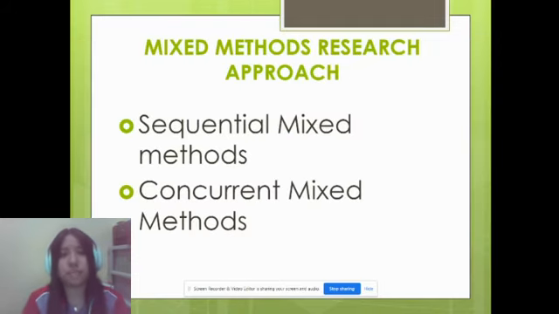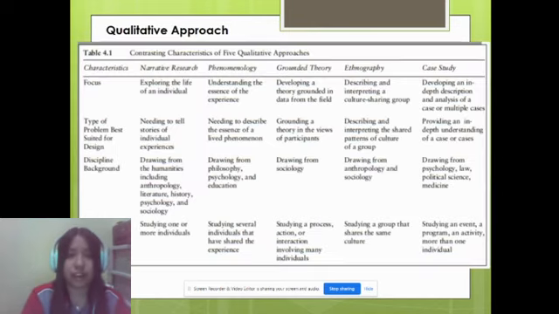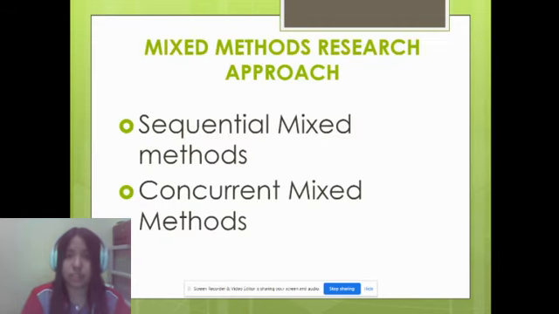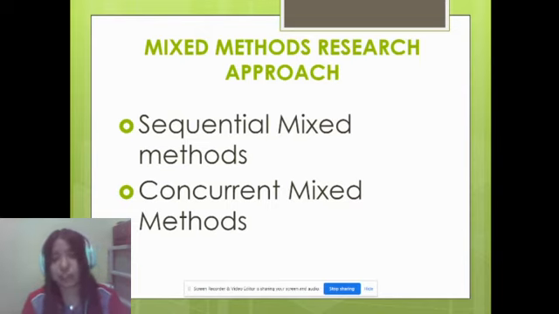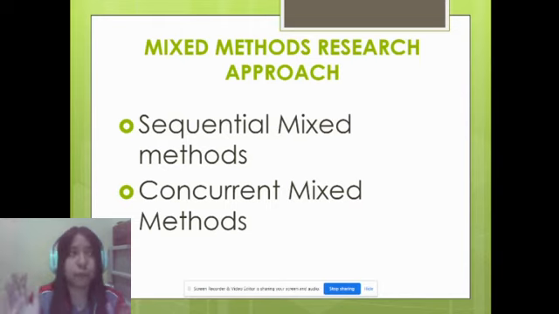Okay, but if you use mixed method research, it is not necessary that you have to choose between these different qualitative approaches, because in researches that deal with mixed method, usually it is only used as a support. For instance, there is sequential mixed method and concurrent mixed method. Sequential is because there is a sequence. It's either you use quantitative first before qualitative, or qualitative first before quantitative. While for concurrent mixed method, you use both quantitative and qualitative at the same time.